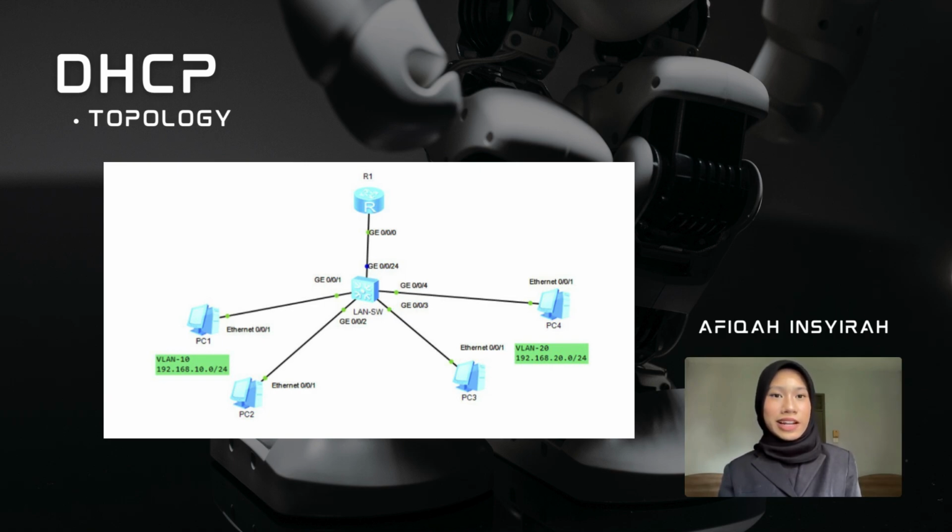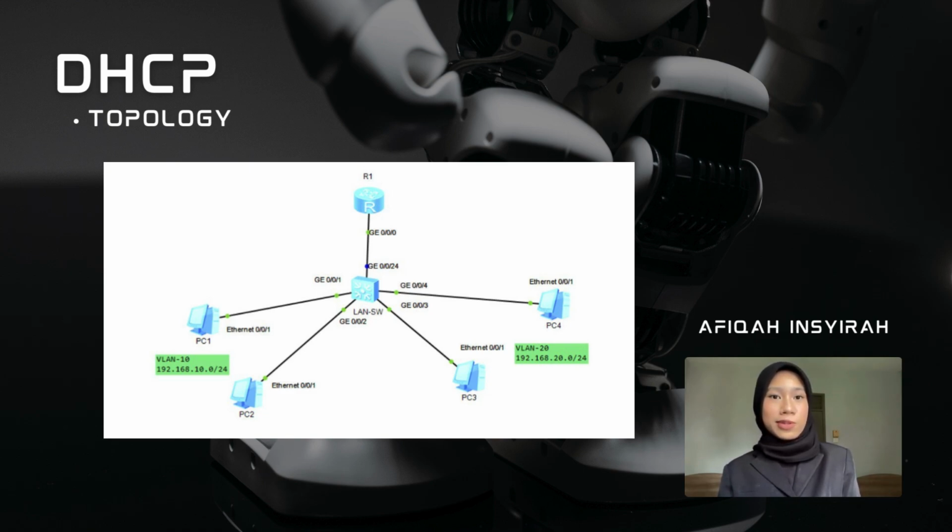To set up a DHCP server in eNSP, this is my topology. Router R1 assigns IP addresses as the DHCP server. Switch LAN SW has two VLANs: VLAN 10, 192.168.10.0/24, and VLAN 20, which is the same as VLAN 10 but with the 10 changed to 20. PC1 until PC4 get IP addresses from the router.